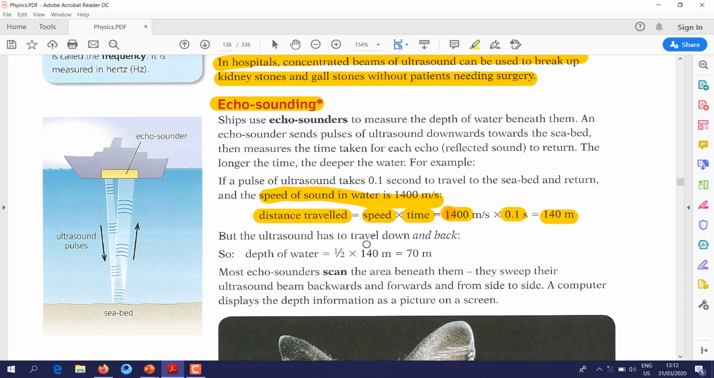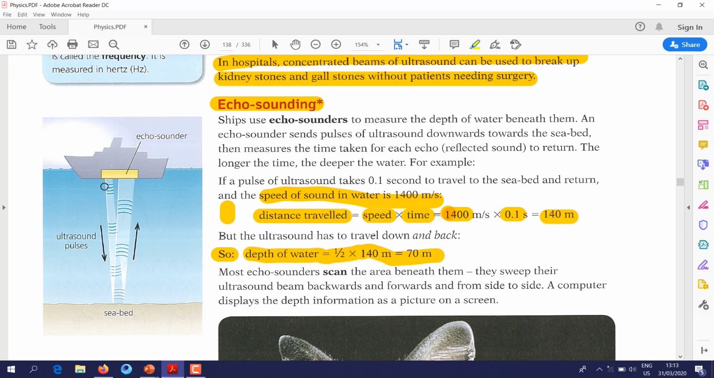But ultrasound has to travel down and back, so the depth of the water is half times 140, which equals 70. Here it's step number 1. Here it's step number 2. Here, when they calculate this one, the time was the total for going and coming. Now they got 140 meters.